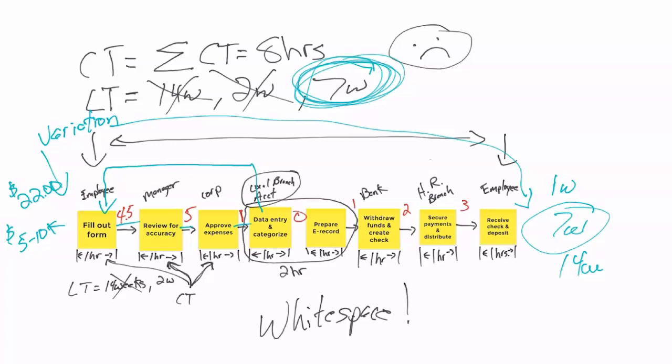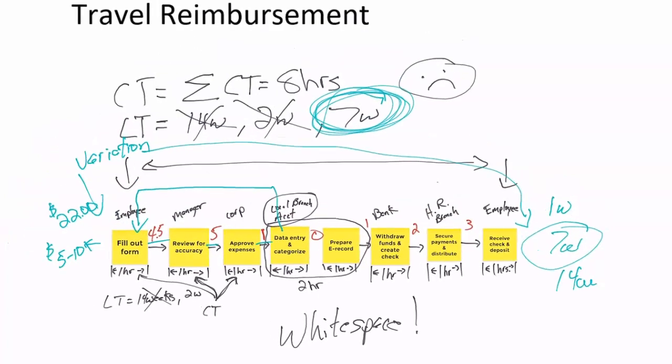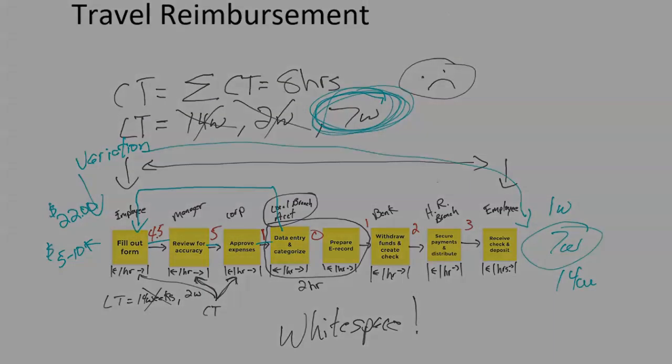The reason why the travel reimbursement case is used is because it's a great example of white space, rework loops, and variation creating lots of frustration in the system. And in future videos, we'll take a look at how this problem was analyzed and resolved.